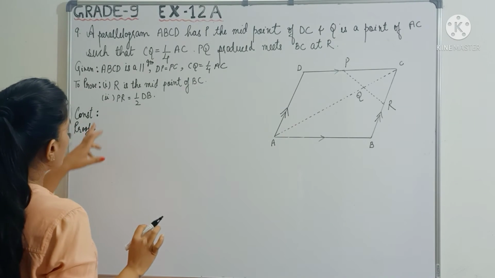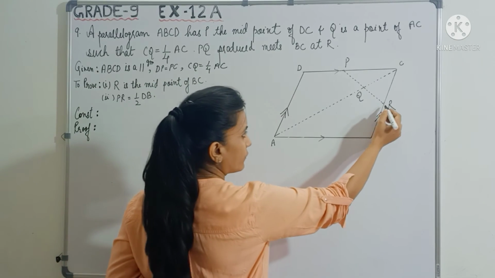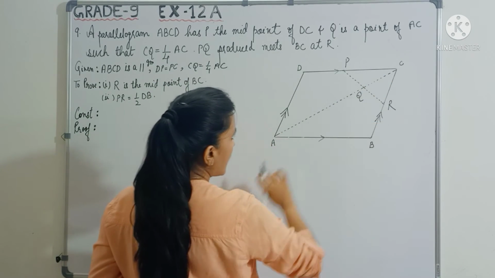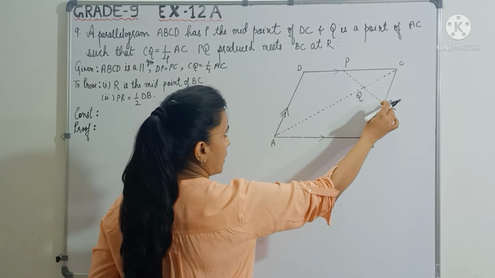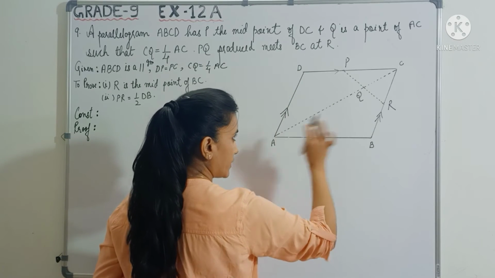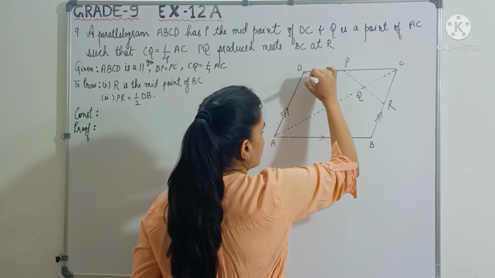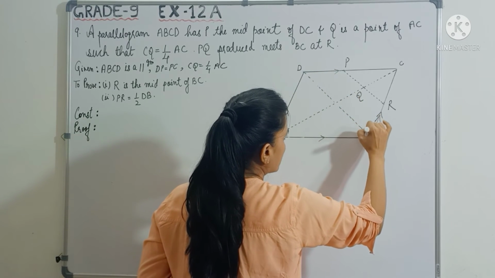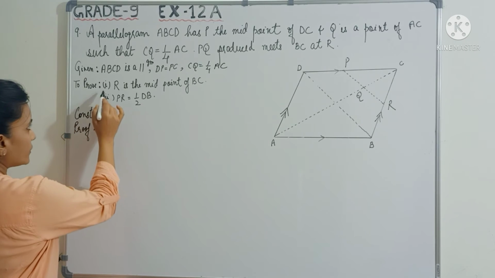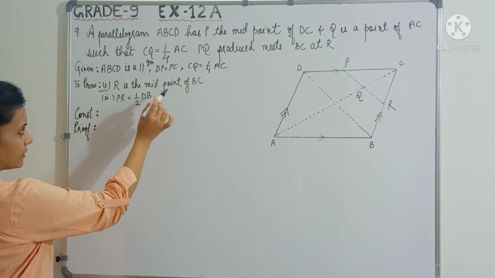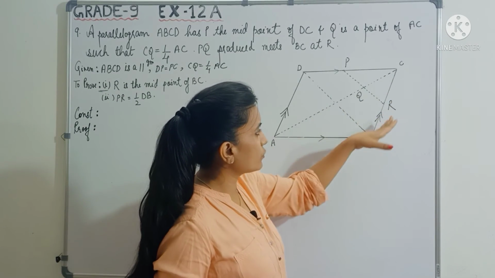And you have to prove R is the midpoint of BC, and then you have to show that PR is half of DB. Alright. So let's join DB, because we have to use this. Now let's prove the first part, which is R is the midpoint of BC. This you have to show, right?